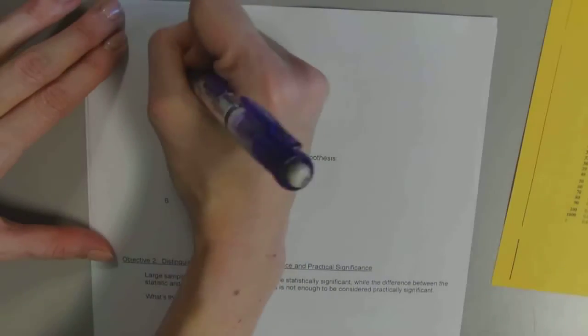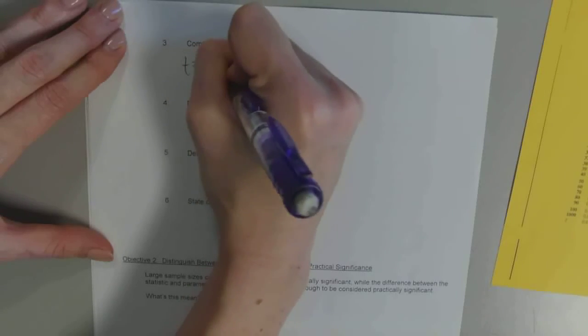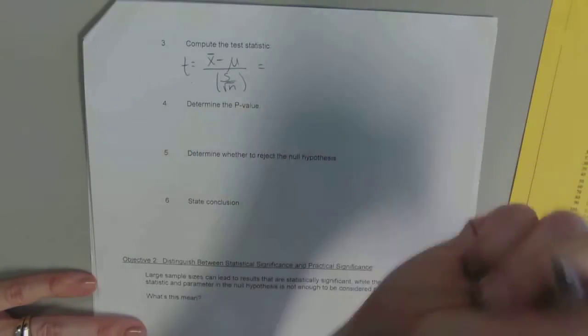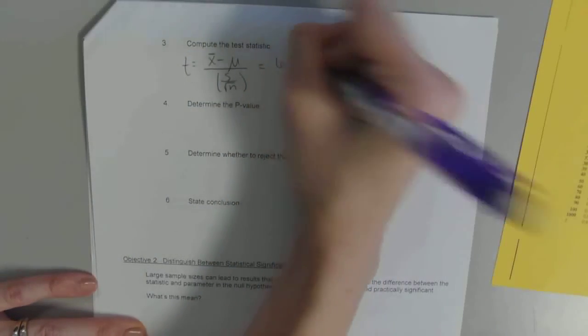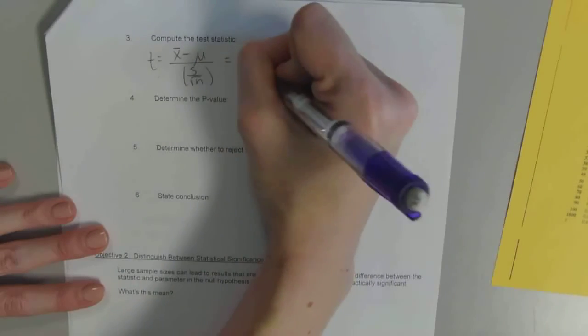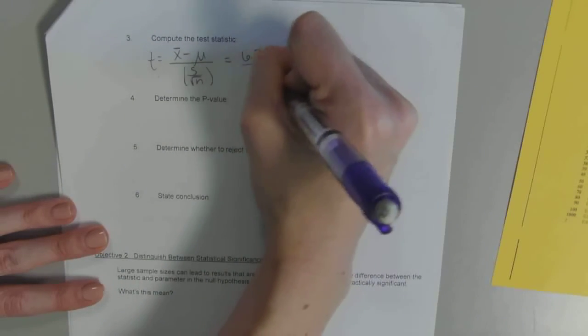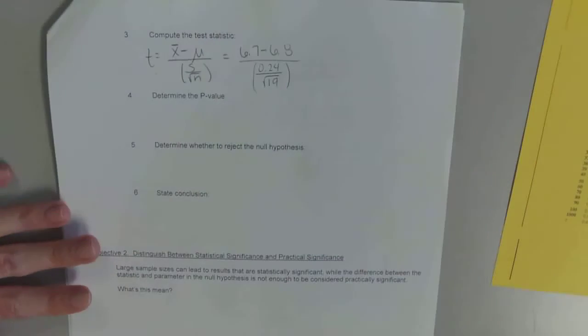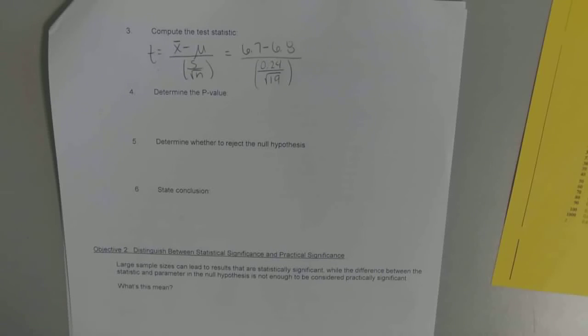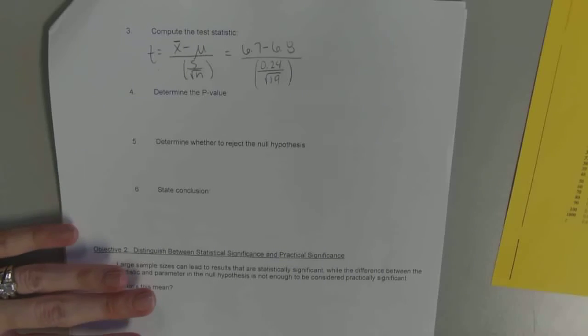So compute the test statistic. It's t equals x bar minus mu all over s over root n. Our x bar is what we found when we took our sample, that was 6.7, minus the supposed average of 6.8, over s, which was 0.24, and we had 19 in our sample. Both of the problems we did today had less than 30, so it had to be stated that they were normal.